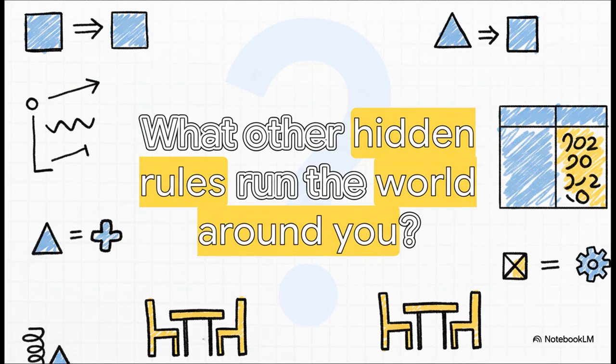And here's the thing, these rules aren't just for math problems in a textbook. They are literally everywhere. It's the rule that decides how much you pay for apples based on how much they weigh. It's the rule that connects how fast you drive to how long it takes to get somewhere. So I'll just leave you with this one thought. Now that you know how to spot these patterns, what other hidden rules do you think are running the world all around you?